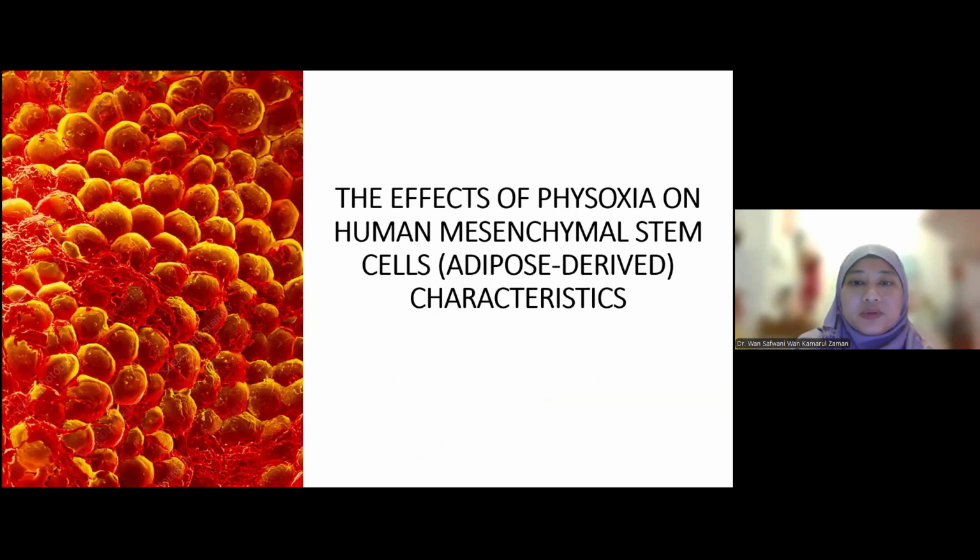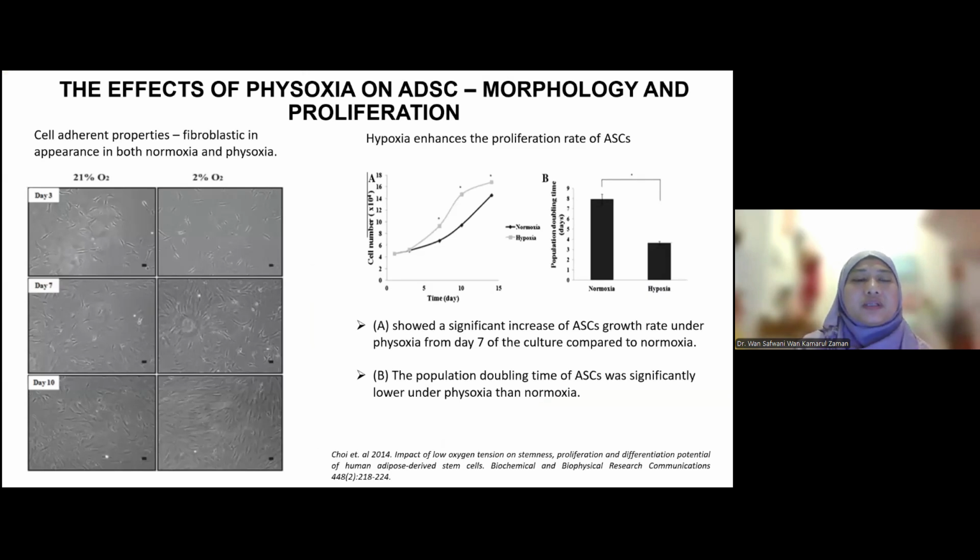Okay, so some of the findings that we have seen before is that when we cultured cells at 2% oxygen as compared to 21% oxygen, the stem cells actually increased in number. So if you can see from the images on the left, when they are cultured at 2% oxygen, at day 3, there's not much of a difference. But if you look at day 7, all the way up to day 10, you can see that there's an increase in the proliferation rate of the cells. And they're also able to maintain their fibroblastic feature, which is the main feature of stem cells.